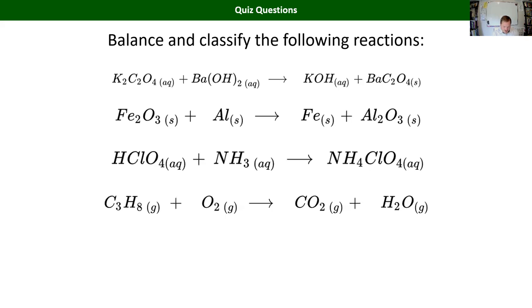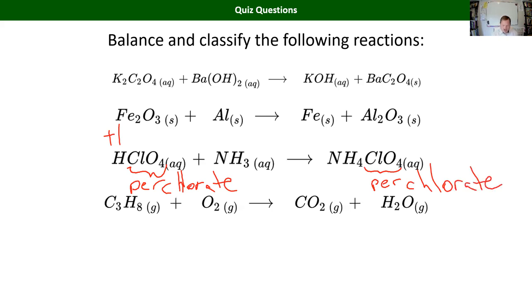All right, let's look at this next one where we've got a hydrogen perchlorate compound. This would be perchloric acid, would be the acidic name, but we haven't learned that nomenclature yet. So we can just think of it as being an ionic compound where we've got hydrogen with a plus one, and then we've got perchlorate. And then we still have perchlorate on the other side. So we have a hydrogen ion with perchlorate, and then we still have perchlorate.